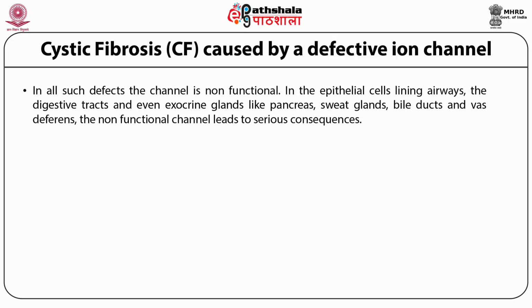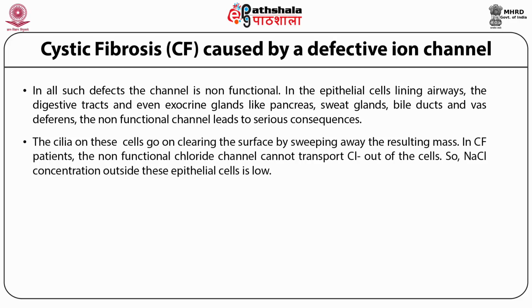Epithelial cells present on the inner surface of the lungs secrete a substance which traps and kills bacteria. This is part of the innate immunity in humans. The cilia on these cells go on clearing the surface by sweeping away the resulting mass.